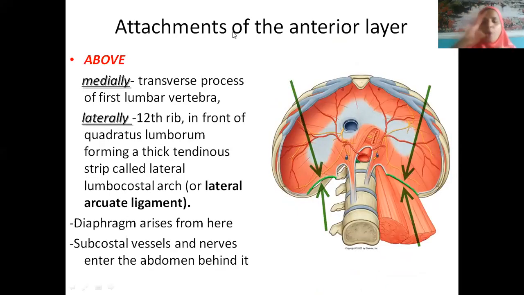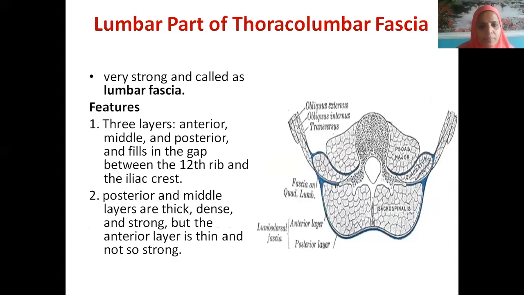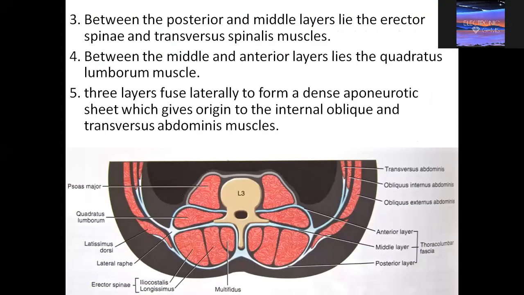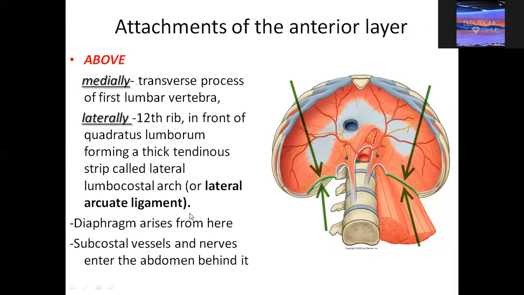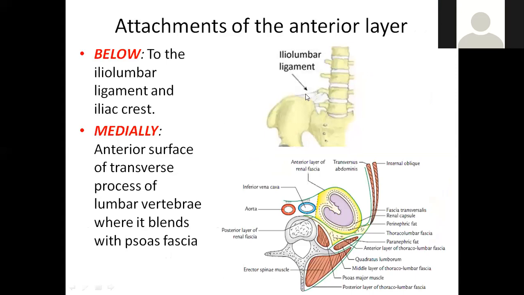I'll revise the anterior layer once again, a very fast revision. How many layers does the thoracolumbar fascia have? Three: anterior layer, middle layer and posterior layer. Where is the anterior layer situated? It covers the anterior surface of quadratus lumborum. It's a sheet extending superior to inferior. Superiorly the extent is from the tip of the transverse process of L1 to the 12th rib. Inferiorly it is attached to the iliac crest and iliolumbar ligament. Medially it is attached to the anterior surface of the tips of the transverse processes of lumbar vertebrae, where it becomes continuous with the psoas fascia.